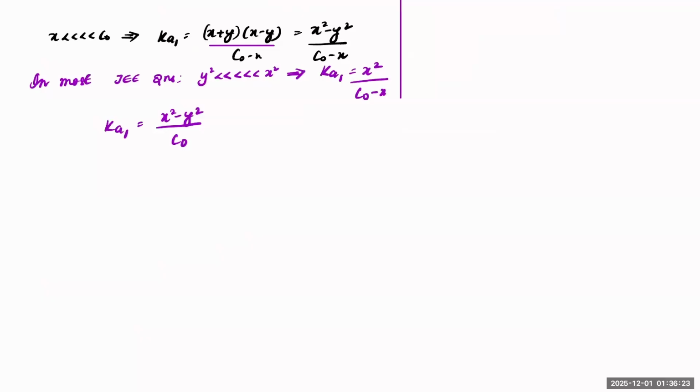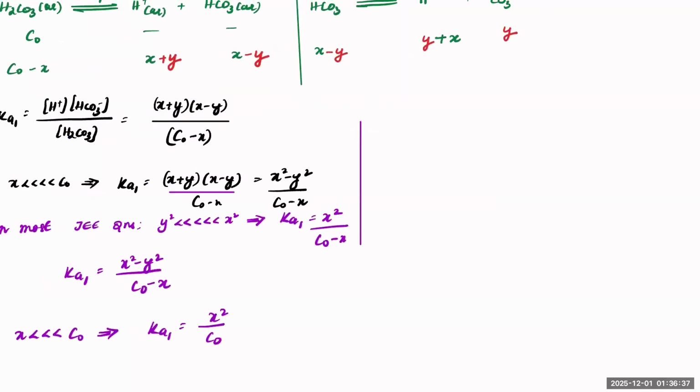Now the same logic I'm applying to the next case also, C naught minus X. In most cases, X value will be far smaller than C naught value. That's why Ka1 is written as X square divided by C naught. Therefore, X square is simply Ka1 into C naught, and X is equal to under root of Ka1 into C naught.